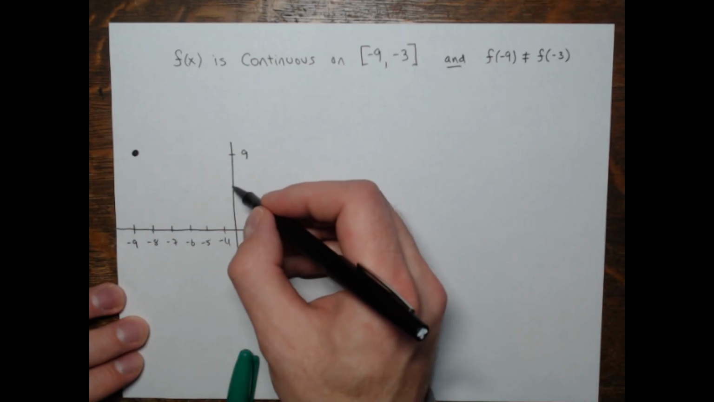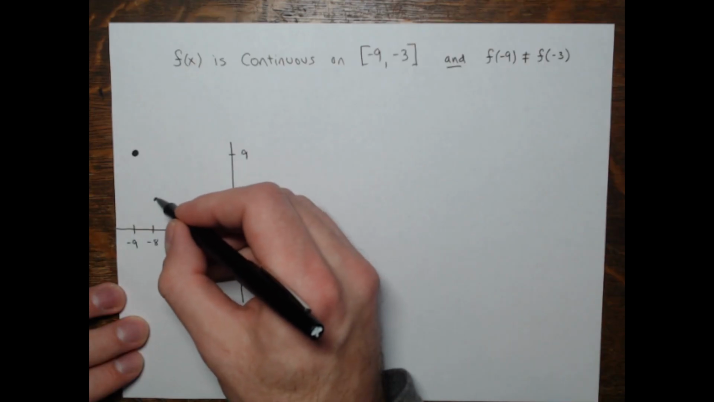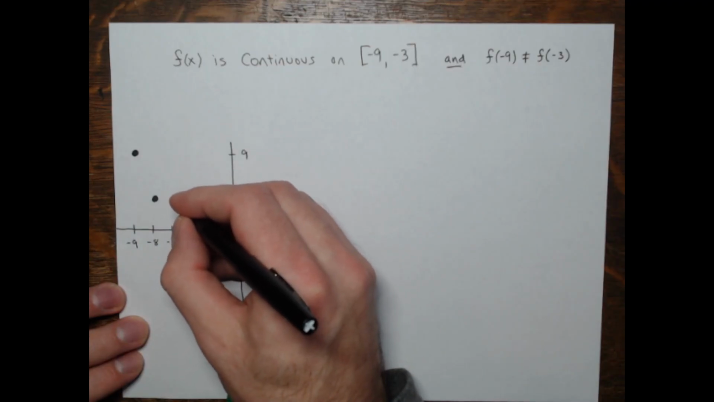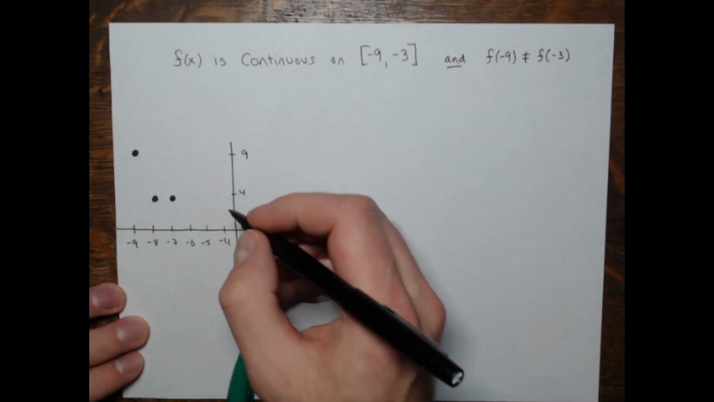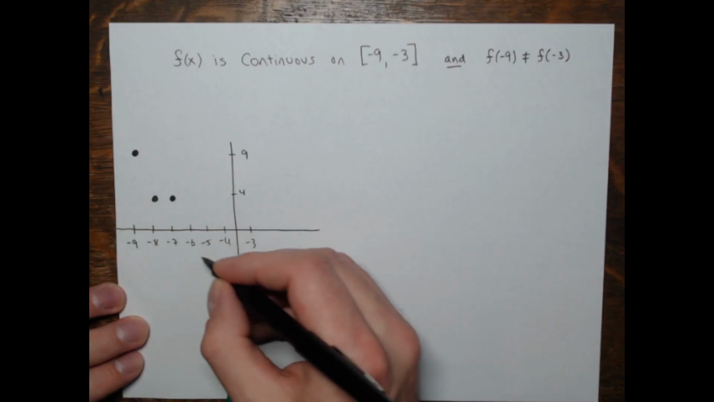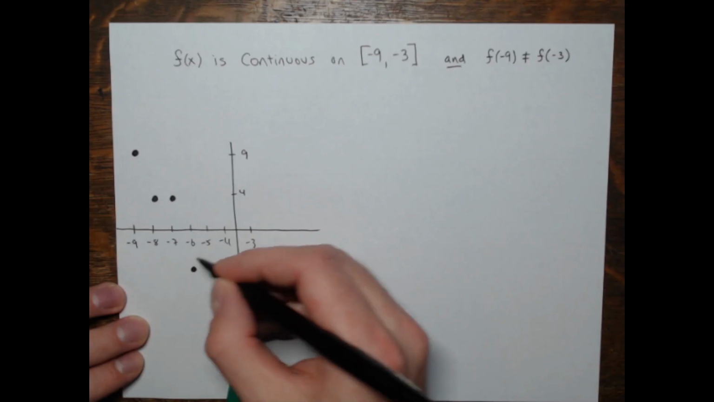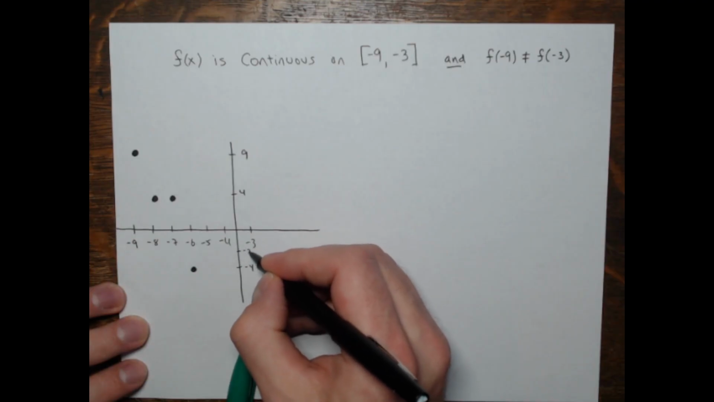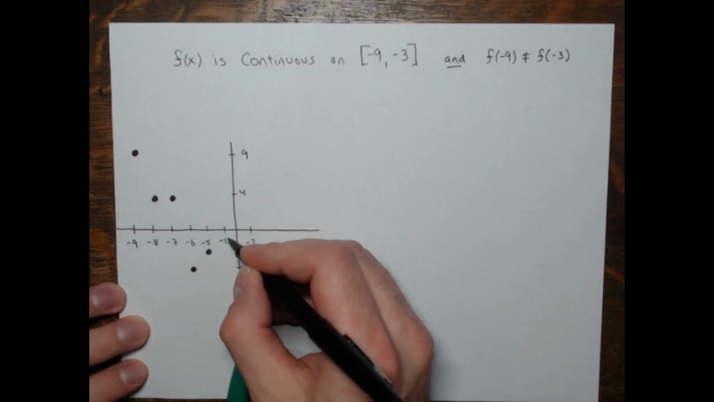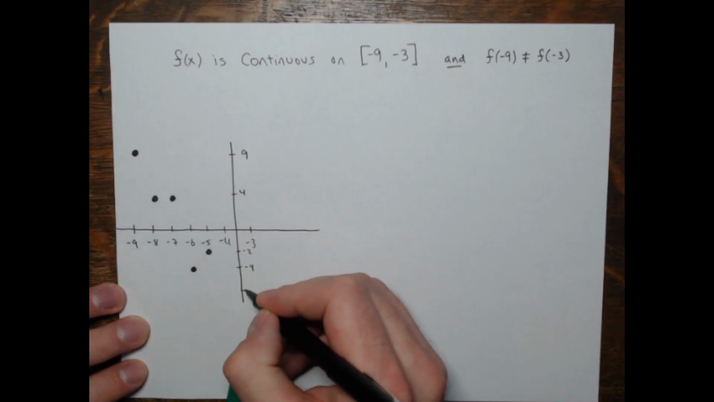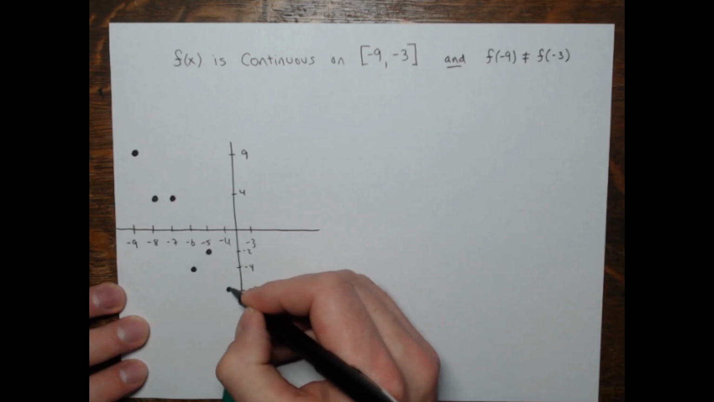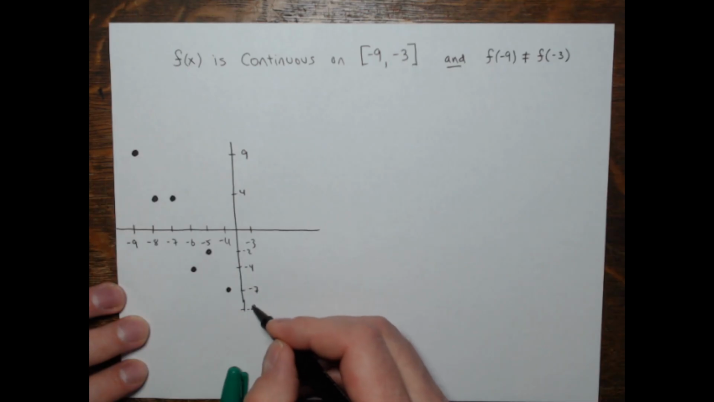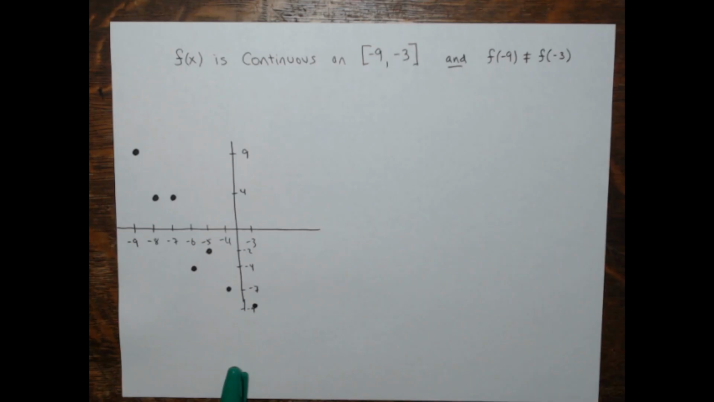They're saying at -8 needs to be 4, -7 also 4, -6 has an output of -4. So I'm just plotting the points that are given to me in the table. -5, -2, -4, -7, and then -3, -9.